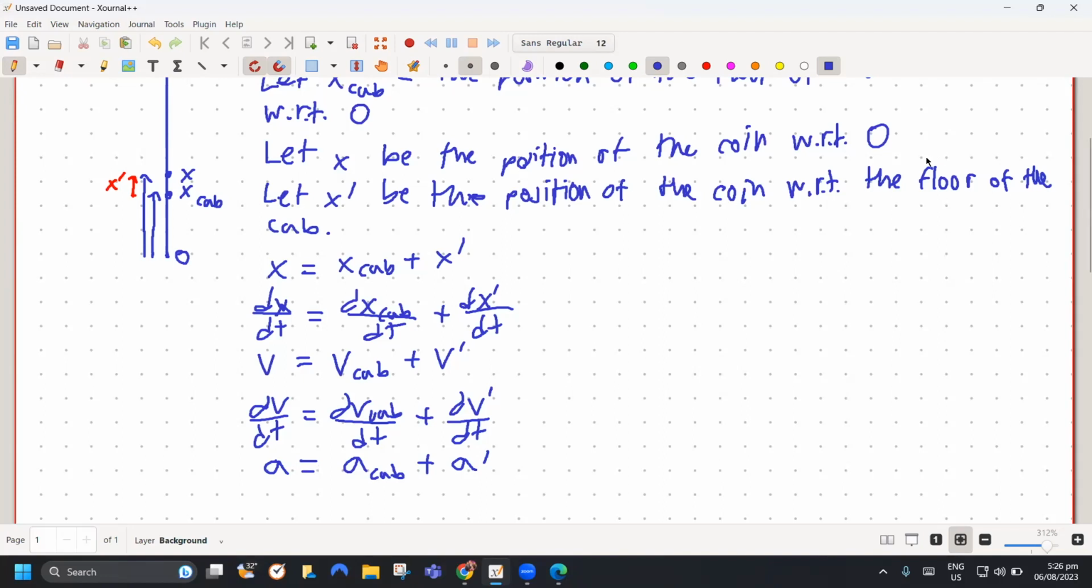So, what these equations give us is the relationship: if I know the velocity measured in the unprimed frame, which is the ground frame, and I know the velocity of the cab, the acceleration of the cab, and the position of the cab, then I can find the corresponding positions with respect to the cab, velocity with respect to the cab, and acceleration with respect to the cab. So those are transformations.